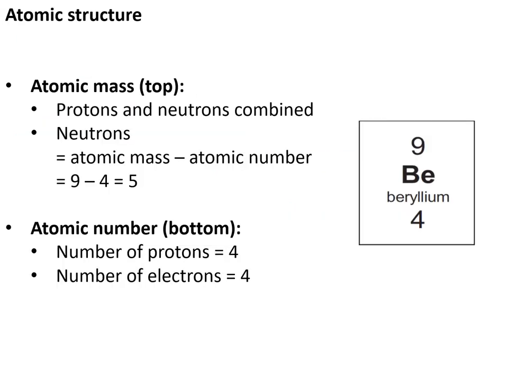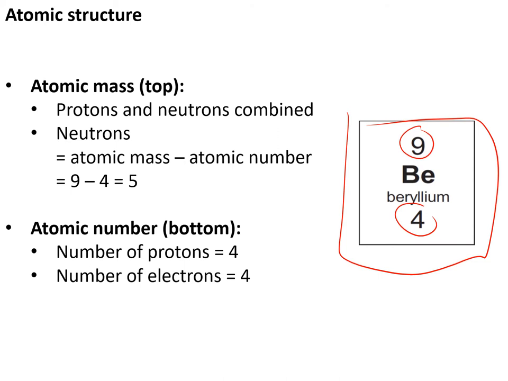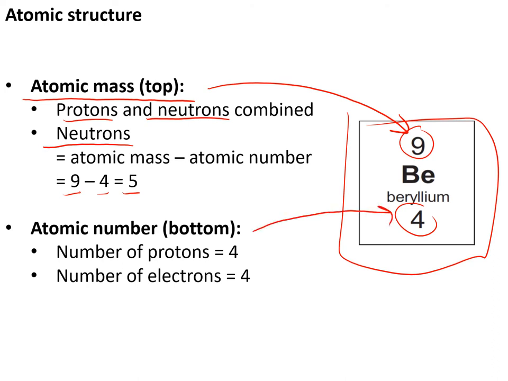So if we look at the cells on the periodic table, so each one of these boxes, we'll see we've got these two numbers. So for example, this element here is beryllium, and we've got a 9 and a 4. The atomic mass is the name we give to that number 9. So that is the top number, and that is the number of protons and neutrons combined together. So if we want to calculate the number of neutrons in the atom, we just do the atomic mass take away the atomic number. So in this case, it's 9 minus 4 makes 5 neutrons. The bottom number is called the atomic number, and that gives us the number of protons. So the atomic number here is 4, so beryllium has 4 protons. It also tells us the number of electrons, so beryllium also has 4 electrons.